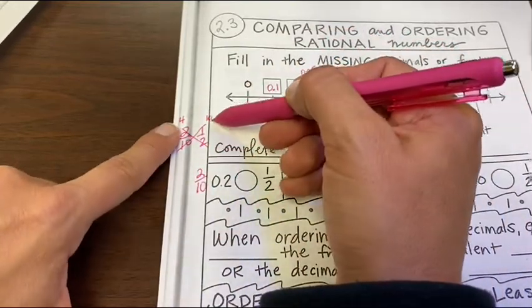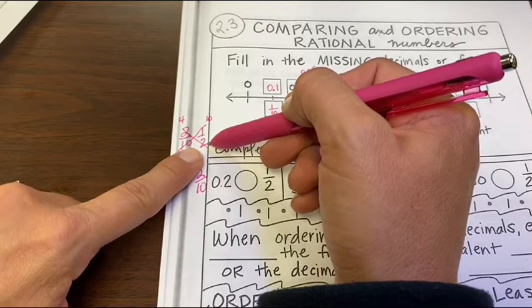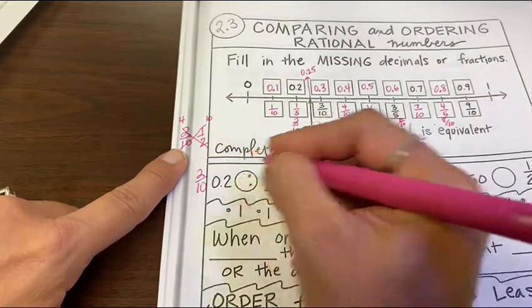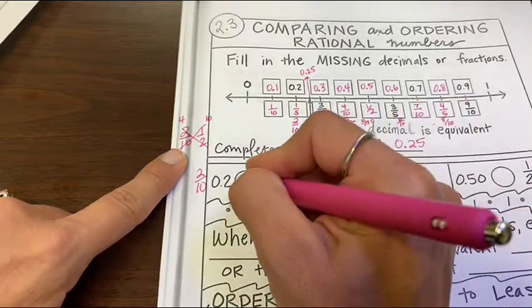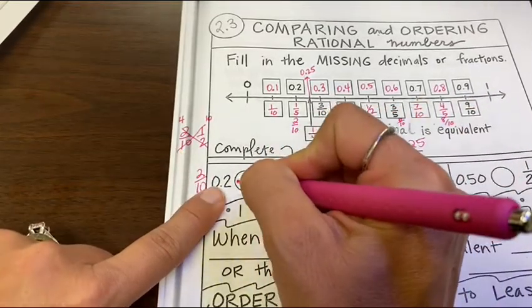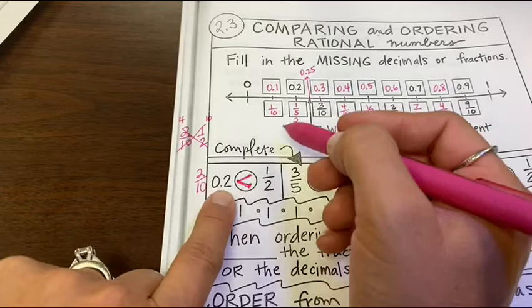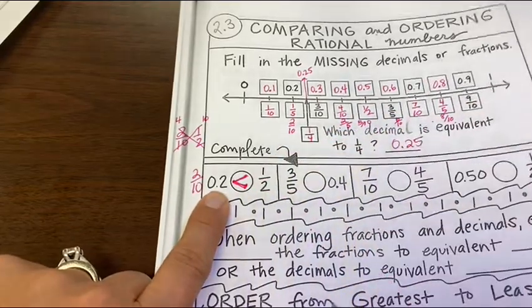10 is a larger product, therefore 1/2 is the larger fraction out of those two. So this would get 2 dots. My smaller number would get 1. So 2/10, sorry, connect the dots a little better than that. 2/10 is less than 1/2.